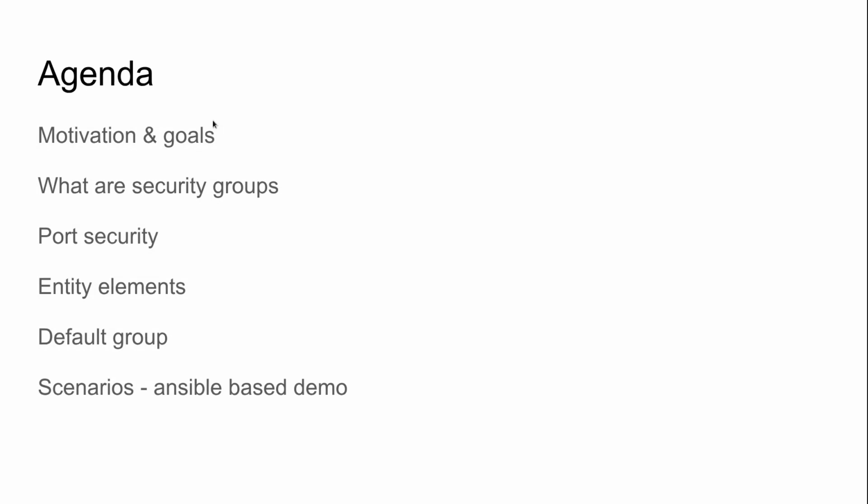We'll start with the motivation and goals behind security groups, and we're especially interested in the problem they solve. After that, we'll explain what security groups are, followed by the concept of port security, specifically how it relates to security groups and how it impacts the data plane. We'll also introduce and explain the relevant entity elements of the networking API, which in OpenStack is implemented by Neutron.